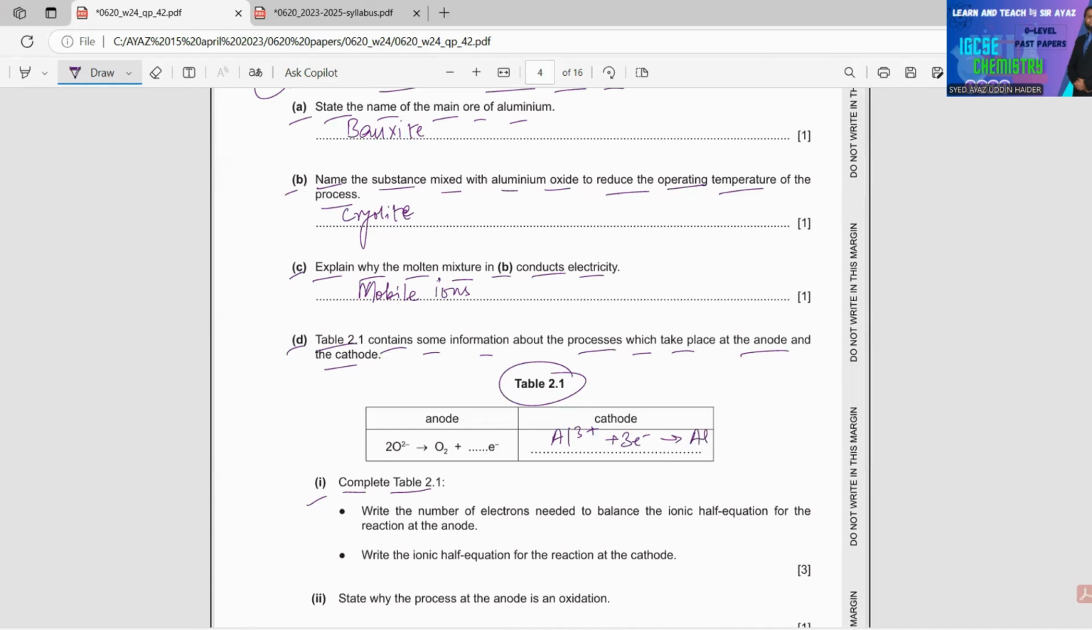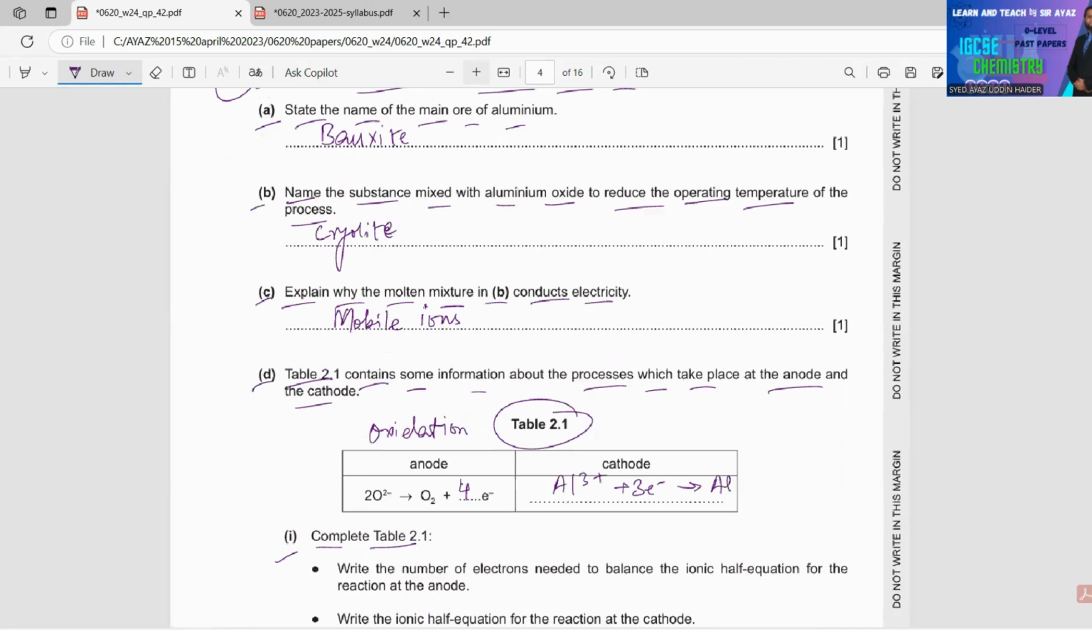At the anode, the reaction is incomplete. So there's a loss of electrons, which means oxidation is taking place at the anode. And we have oxygen on the reactant side, which carries a 2 minus charge. And there are 2 moles of O2 minus, which means there will be 4 electrons. So I will write 4 here.